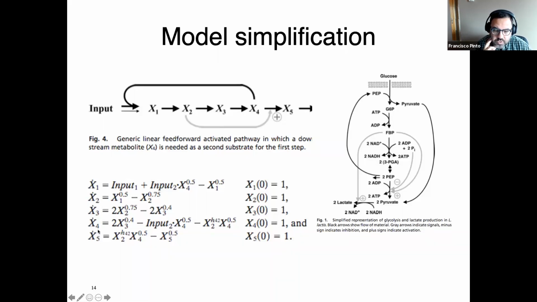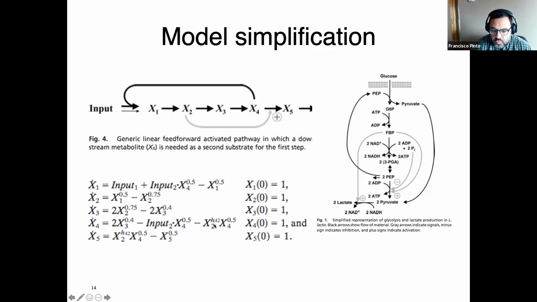X4 is consumed, so one of the negative inputs is here. X4 is formed by a reaction that comes from X3. It's consumed by its participation in the first reaction, so input times X4, and it is consumed in this last reaction that converts X4 to X5. So you have X2 raised to a kinetic order times X4 raised to 0.5.